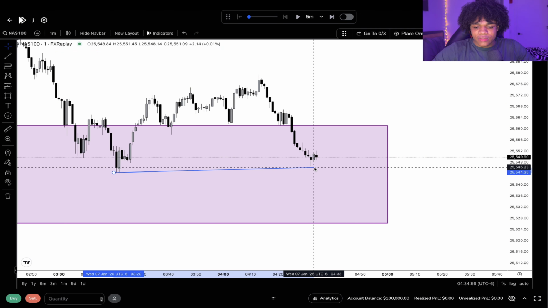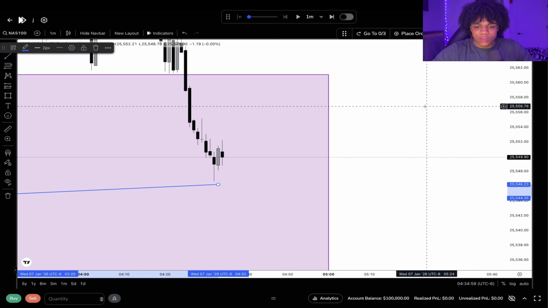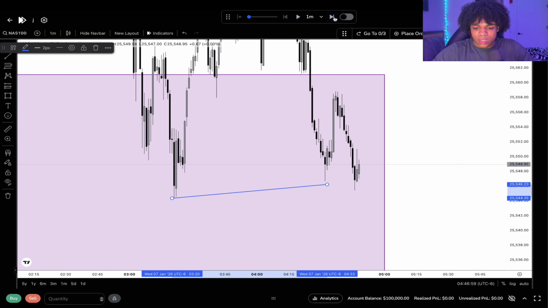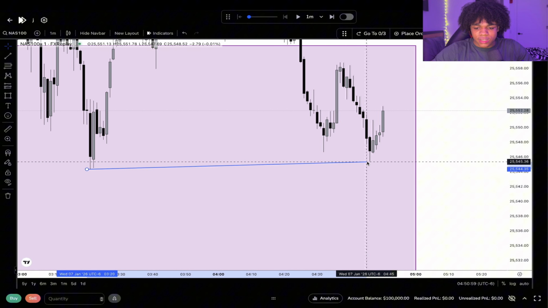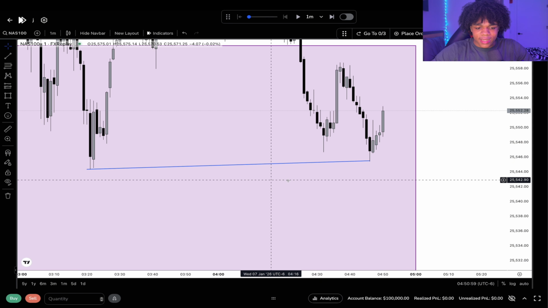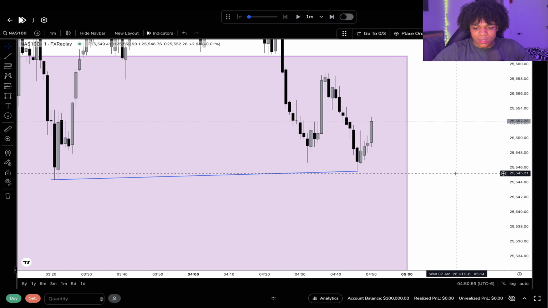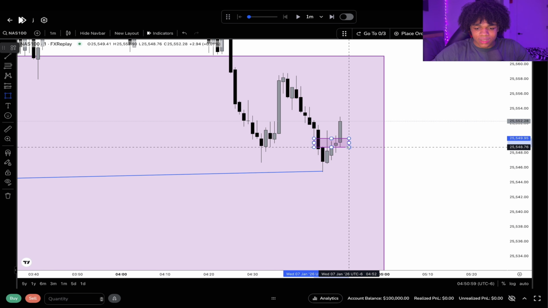So after we get that SMT, all I'm waiting for is just that first 1 minute inversion out of the gap. I'm waiting, and boom. All right. So as you can see here, our SMT is still intact. This low is still intact and it hasn't been swept out. All right. And after we get this 1 minute inversion, we look to take our entry.